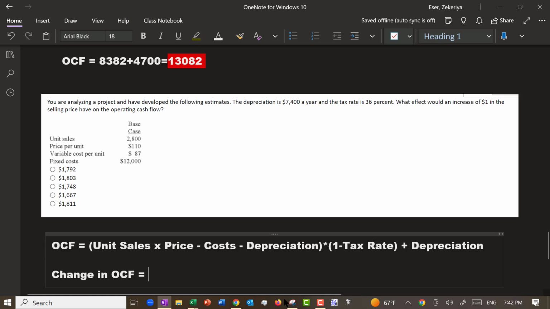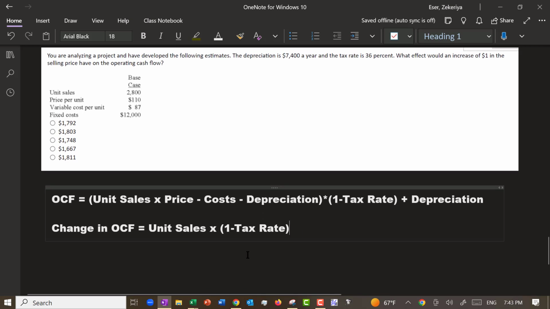Remember, I'm increasing the price by 1. Minus 36%. Right there. Not that.